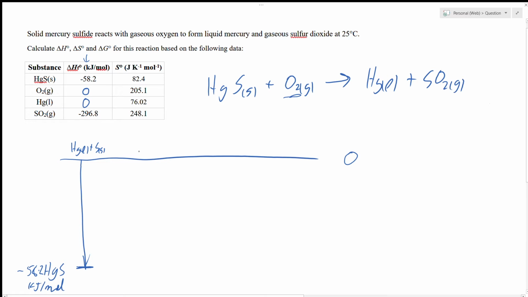Oxygen is going to have 0 energy because the heat of formation of that is 0 by definition. That reacts to give us mercury liquid, and again it's another element, so mercury liquid is going to have a 0 heat of formation associated with it.